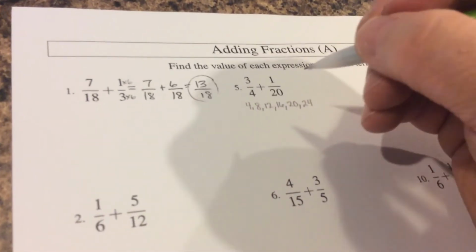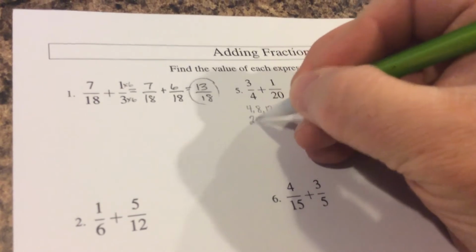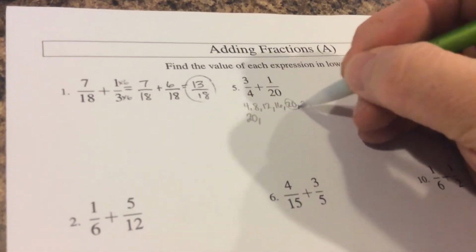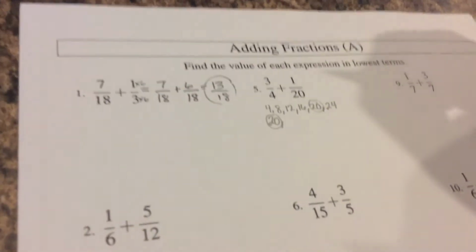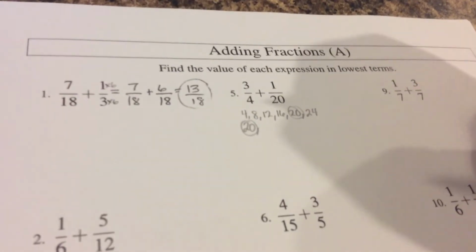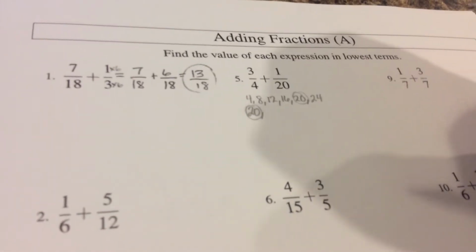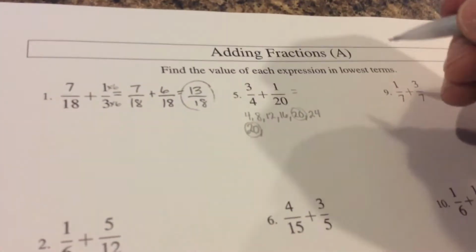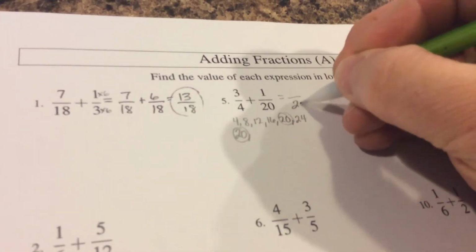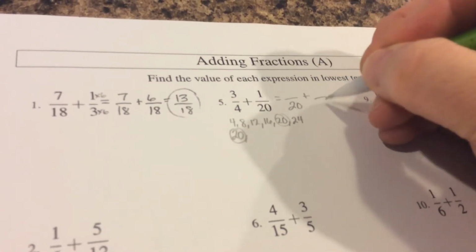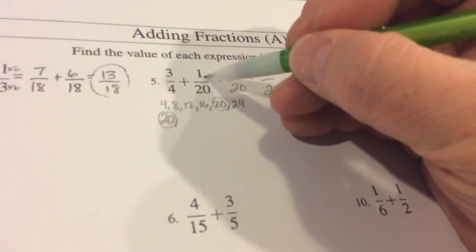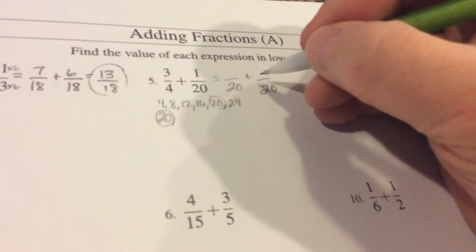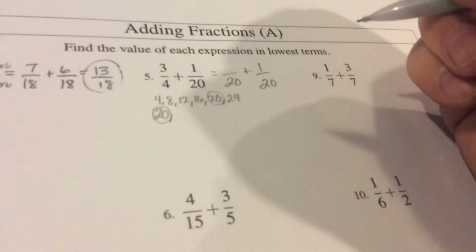Now, if we list our multiples of 20, we have 20, and we can stop when we have a multiple that is the same or common for both numbers. So in this case, it is 20. So we're going to change both of these fractions to 20ths. Okay, so we're going to rewrite them. Now, this fraction is already in 20ths, so we can leave it the same. We do not have to change that.